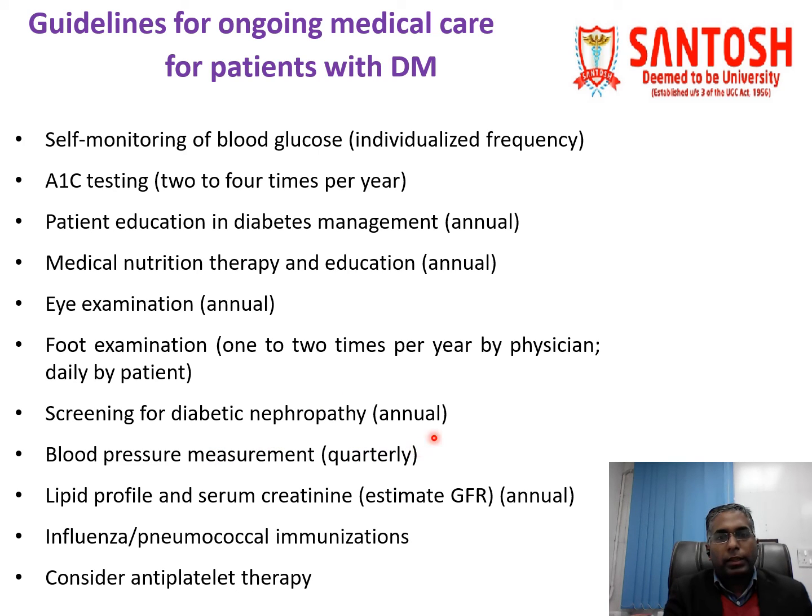Screening for diabetic nephropathy, that is an annual checkup in terms of urine microalbuminuria, should be done. Blood pressure measurement should be done whenever the patient reports to the physician, or quarterly. Lipid profile and serum creatinine clearance should be annual, and the patient should be advised to take prophylactic immunization with influenza and pneumococcal vaccination, and consider antiplatelet therapy in patients who are at high risk of developing cardiovascular complications.